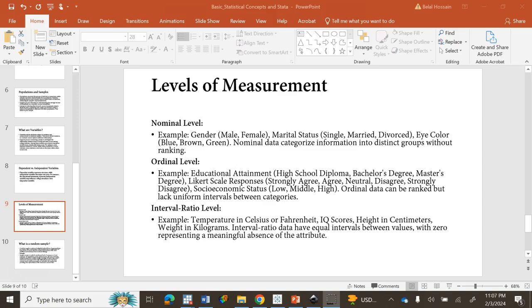And then interval ratio level, this is the purely quantitative level of measurement. For example, temperature or income or IQ scores. All these are basically quantitative numbers, and this is a purely quantitative variable. So these are three levels of measurement.